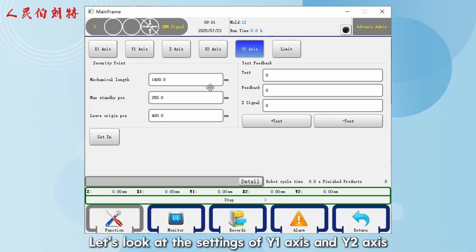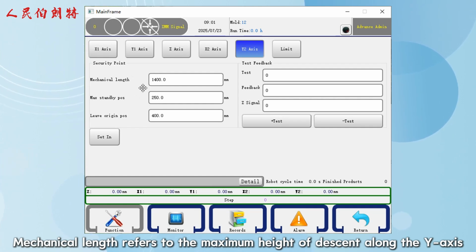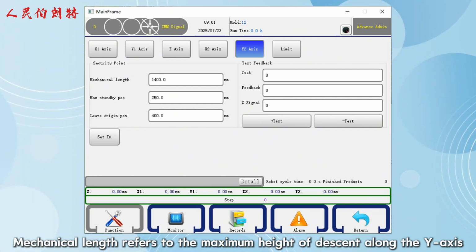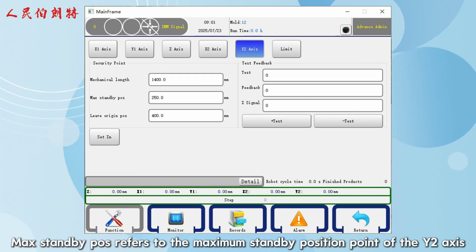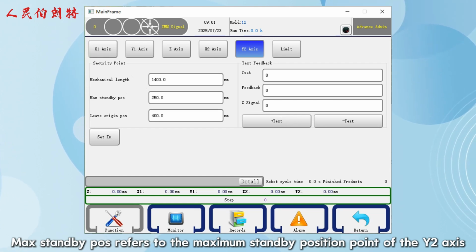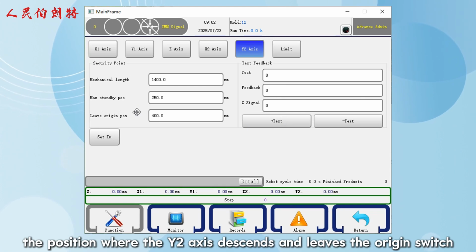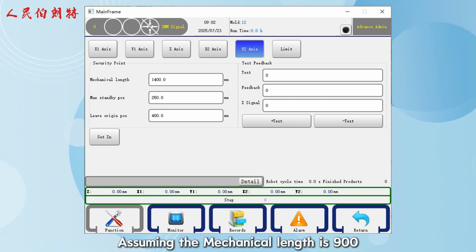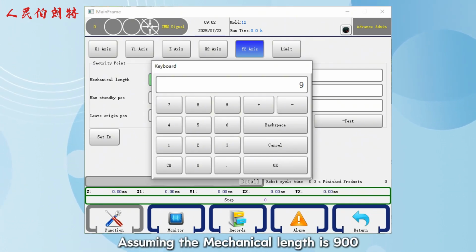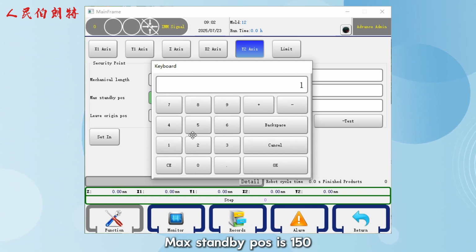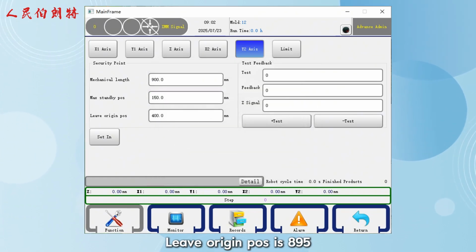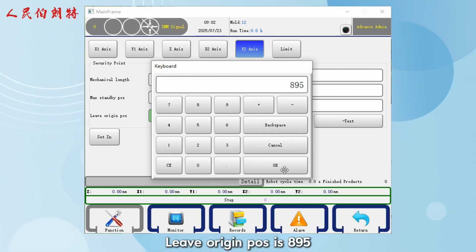Let's look at the settings of Y1 axis and Y2 axis. Mechanical length refers to the maximum height of descent along the Y-axis. Max standby pos refers to the maximum standby position point of the Y2 axis. Leave origin pos, that is, the position where the Y2 axis descends and leaves the origin switch. Assuming the mechanical length is 900, max standby pos is 150. Leave origin pos is 895.